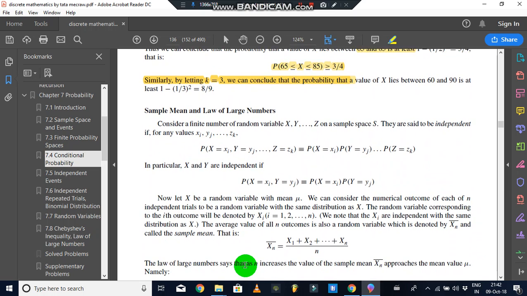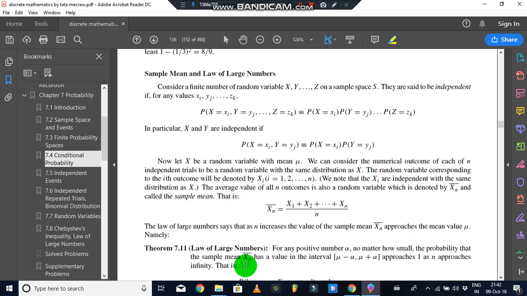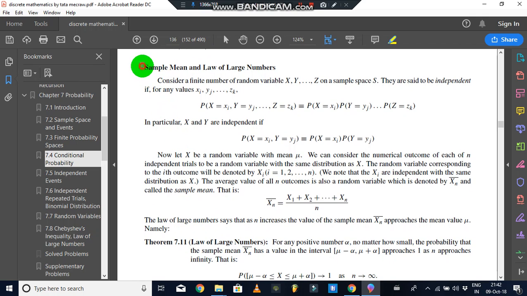Now, sample mean and law of large numbers. This is the last part of this lecture series. Consider a finite number of random variables x, y, z on a sample space S. They are said to be independent, and you already know what independent means, if for any values given, the probability of the joint event equals the product of the individual probabilities.